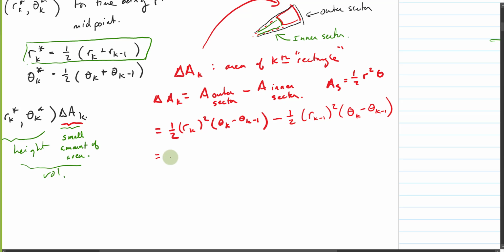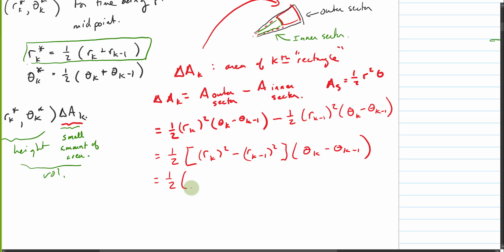Okay, so what we can do is a little algebra here. We'd have 1/2, and then I'm going to rewrite this as a big bracket, r sub k squared minus r sub k minus 1 squared. So I've got a difference of perfect squares there, times theta k minus theta k minus 1. And then for the last step, I'm going to factor this difference of perfect squares. So that gives me 1/2 times (r sub k plus r sub k minus 1) times (r sub k minus r sub k minus 1) times (theta k minus theta k minus 1).